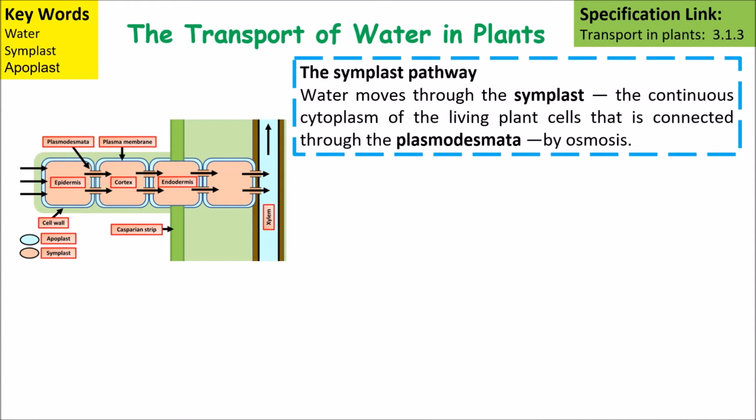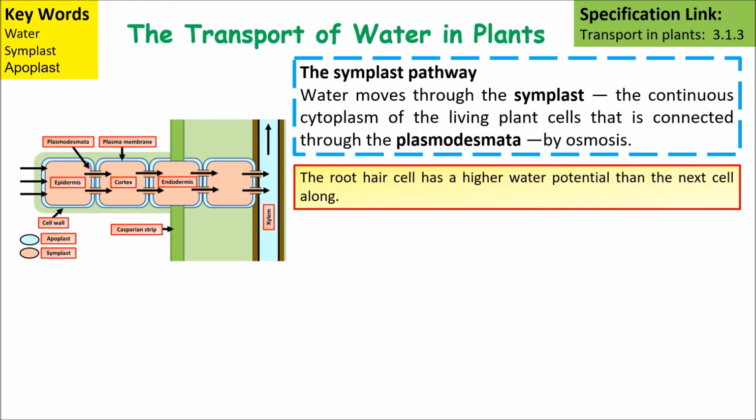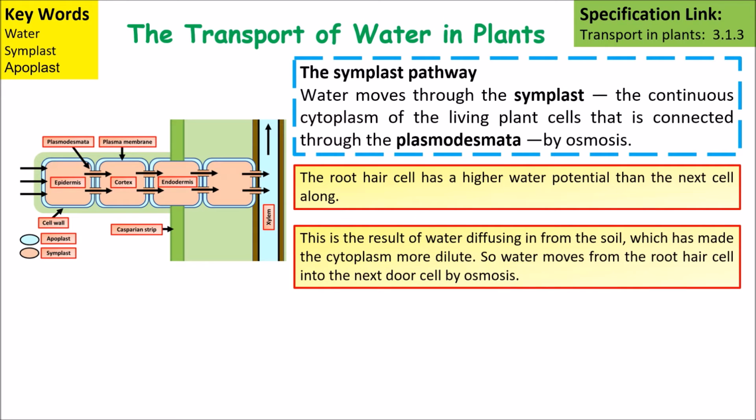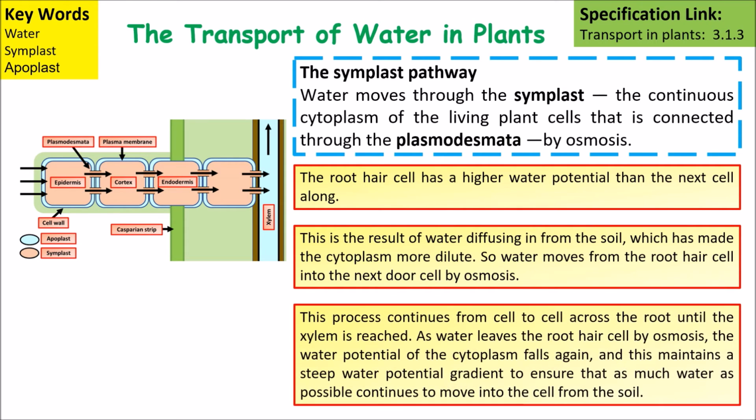So in the symplast pathway, this is a continuous cytoplasm in living plant cells that is connected by plasmodesmata, and the water moves through by osmosis. So the root hair cell has a higher water potential than the next cell along. This is a result of water diffusing from the soil, which has made the cytoplasm more dilute. So water moves from the root hair cell to the next one by osmosis. This process continues from cell to cell across the root until the xylem is reached.